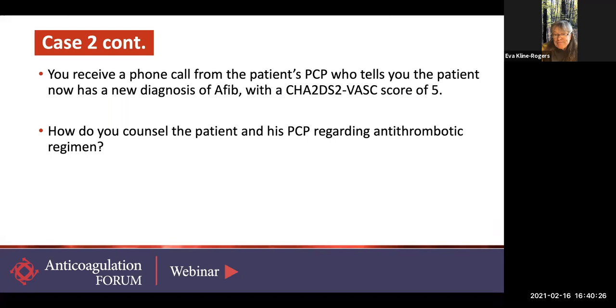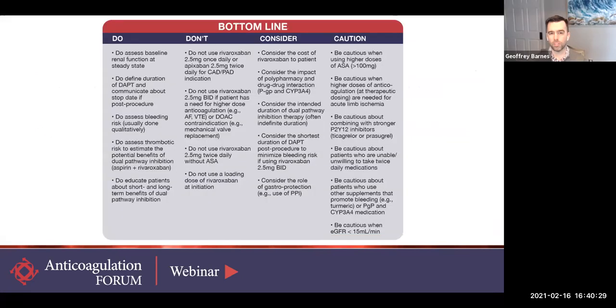Jeff, your thoughts? Yeah, Eva, this is a really important question and something I think we see a lot. We have to remember that when we're using rivaroxaban in this vascular protective dose, this dual inhibition pathway, we're talking about 2.5 milligrams twice a day. That is not the same as the AFib treatment dose or the VTE treatment dose that we're used to using. So if a patient has AFib, for instance, we need to step up our game and give them full therapeutic anticoagulation. For most patients with rivaroxaban, that's going to be 20 milligrams once a day. That's going to overrule the use of this dual inhibition pathway.